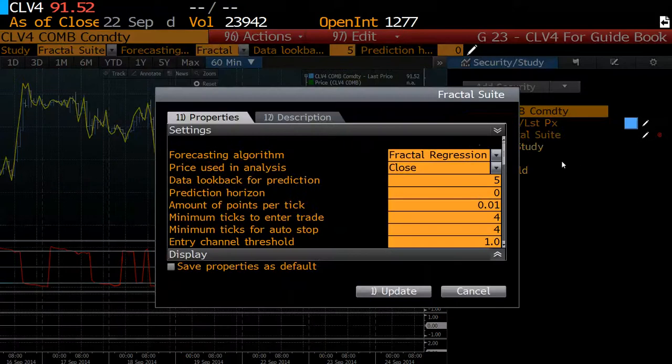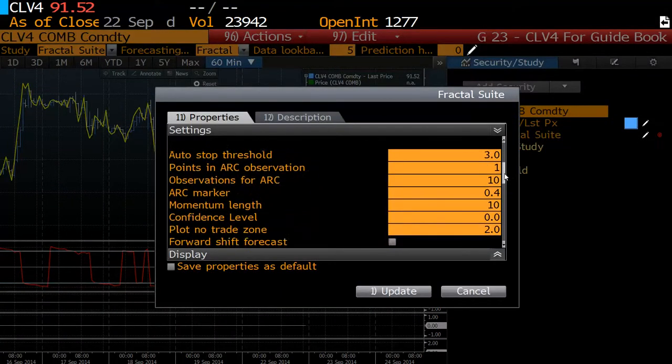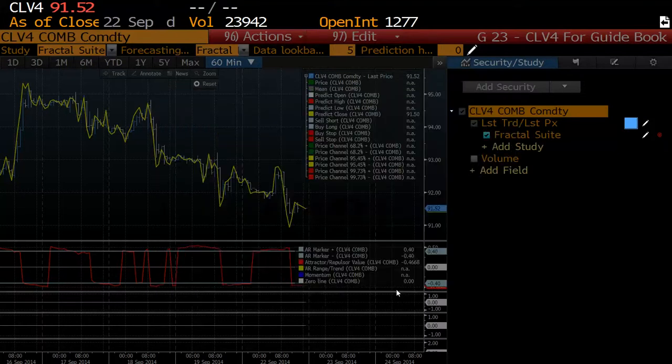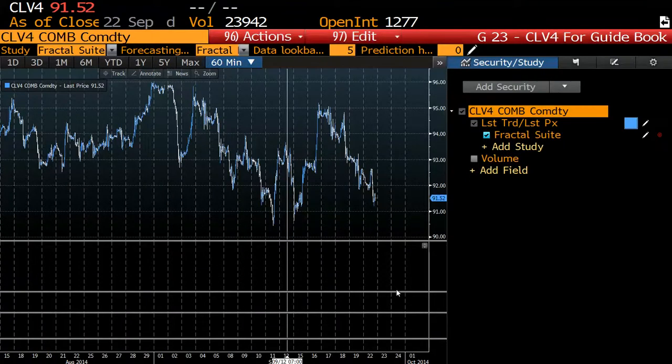So let's just, before we conclude, run through a few different variations. As we mentioned before, we have the observations for the arc, which is the number of the observations that are here, and in each one of those observations is the number of price points. So we can change this to 3. Let's change this maybe to something significant so you can see a broader change, 20 maybe, and see what happens.